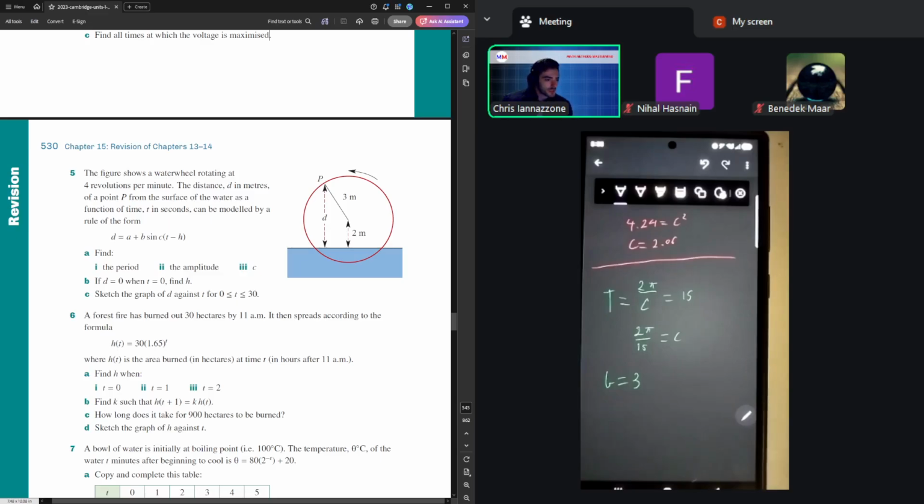Now, weirdly, they haven't really asked to solve for A, even though it's pretty necessary before moving on to part B. A being our vertical translation. There's one last piece of information we haven't used here, and we'll need that before we can do part B. So how are we going to get our vertical translation?